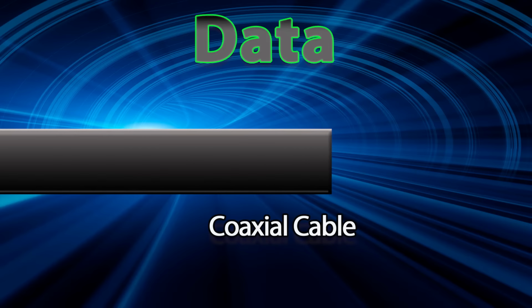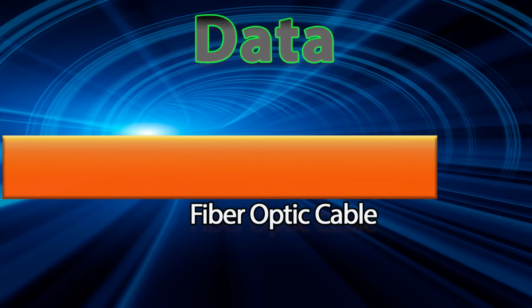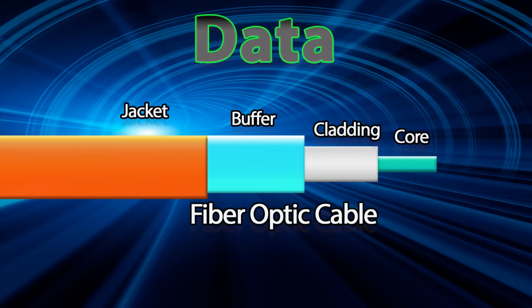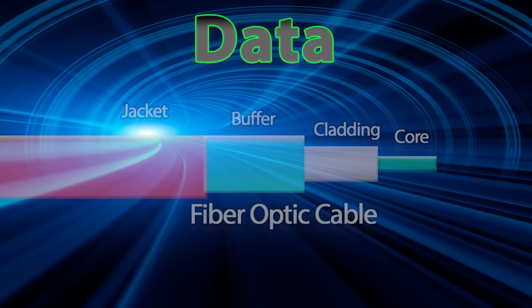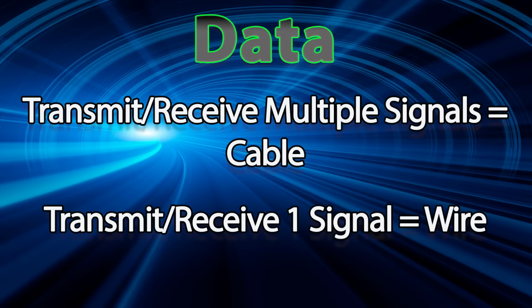For example, a coaxial cable only has a single conductor, but it is a cable because it can transmit a large amount of data using a wide range of frequencies. Similarly, a fiber optic cable is a cable, even though the individual fibers are not wires. The important thing to remember is if it can send or receive multiple signals, it's a cable. If it's one signal, it's a wire.